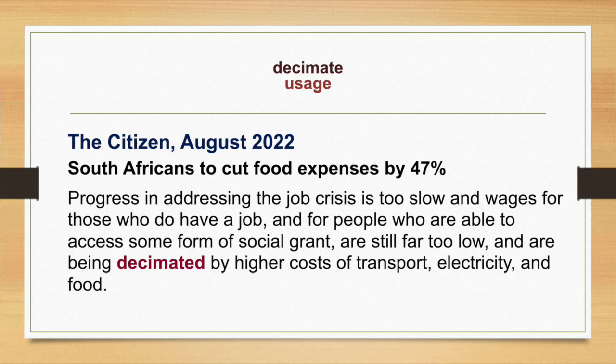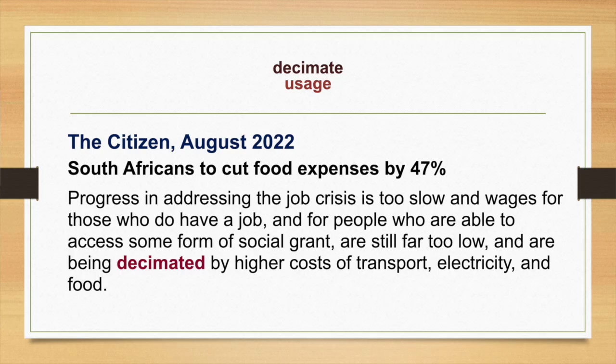Okay, one more example comes from The Citizen, again, August 2022. Title reads, South Africans to cut food expenses by 47%. Okay, so we've got a lot of text here. Let's take a look at this one. Progress in dealing with the job crisis is too slow. And wages means the salary, right? The money. Wages for those who do have a job and for people who are able to access some form of social grant are still far too low and are being decimated by higher costs of transport, electricity, and food.